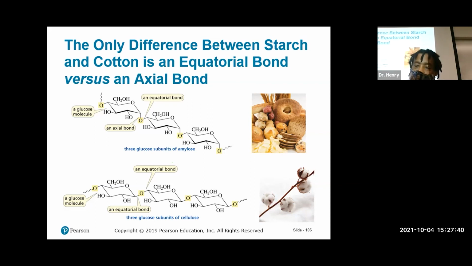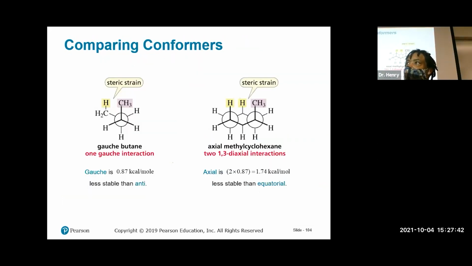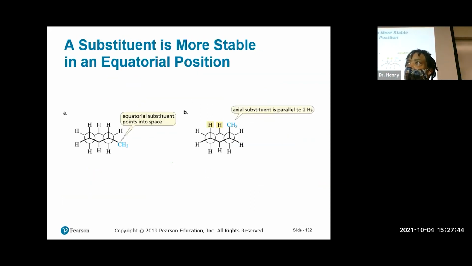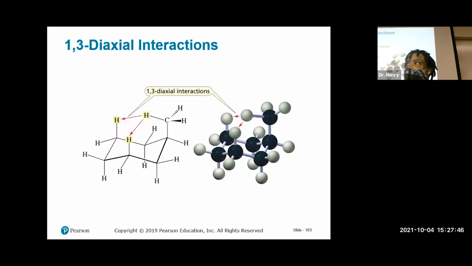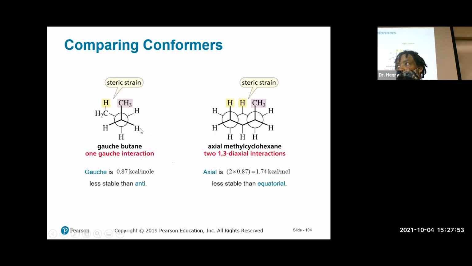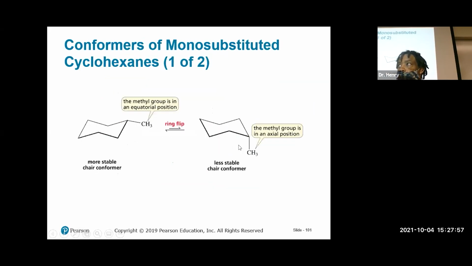Axial is more energy. If we go back, right? So let's see, axial. Yeah, this one shows us nicely. So those are two diaxial molecules right there, right? Axial is going to be more energy. Axial, more energy. This guy is more stable, less stable, right? Axial.